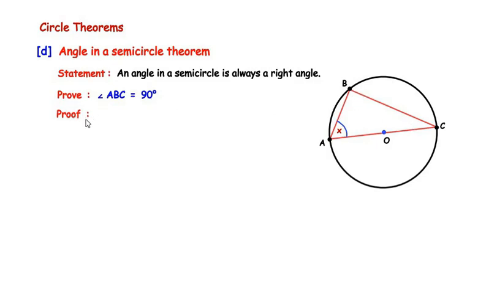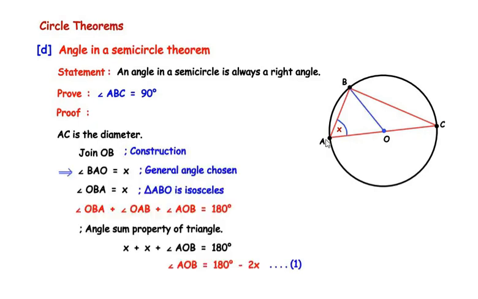So let us start with the proof now. Here we have considered AC as the diameter and we have made a small construction, that is we have drawn a line connecting the center of the circle to the point B on the circumference of the circle. And let us now consider the angle BAO as angle X, that is a general angle chosen. You can choose any angle, I have chosen it as X.